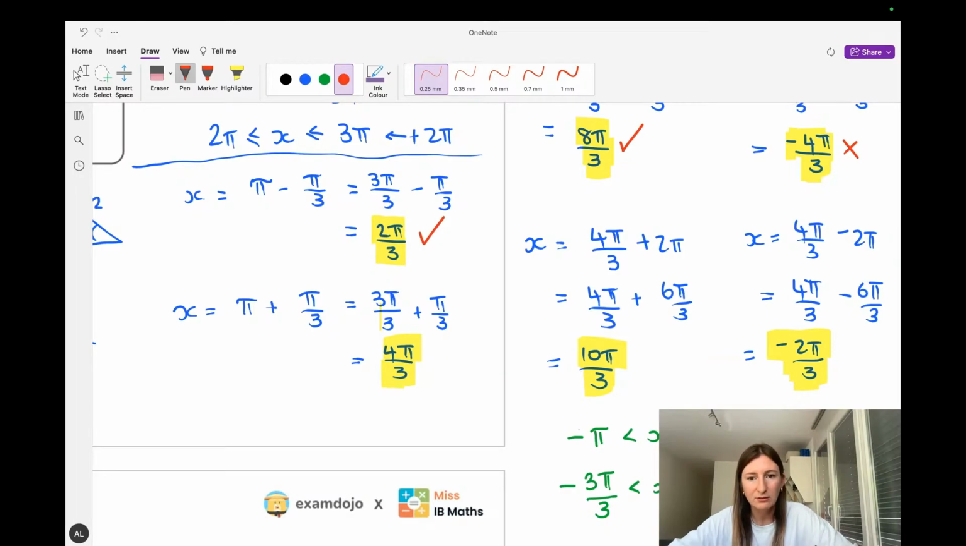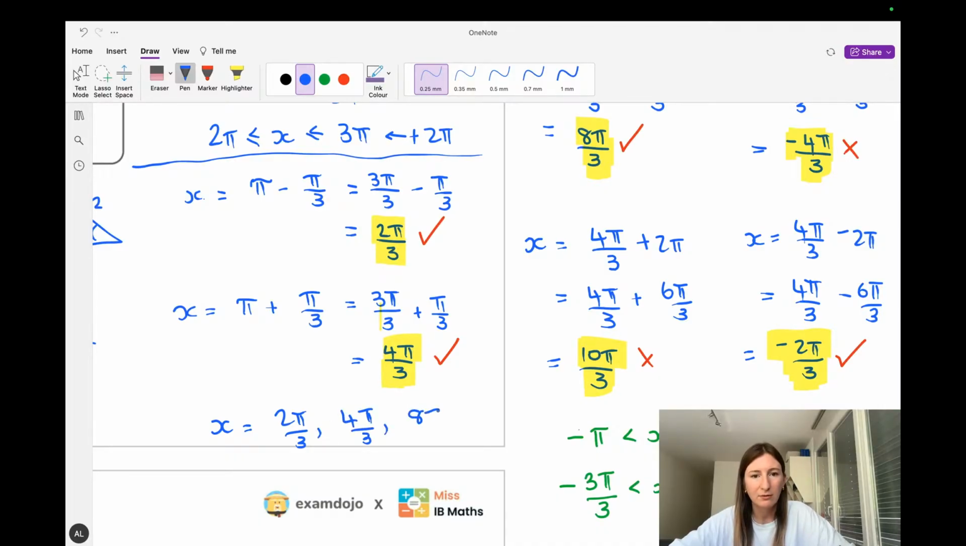4 pi over 3, still good, that's within. 10 pi over 3, that's over here, outside, so that is no good. And minus 2 pi over 3, that's somewhere over here, just in front, so that is all good. So there we have 4 solutions, here, here, here, and here. And as your final answer, you can write this as x equals 2 pi over 3, 4 pi over 3.